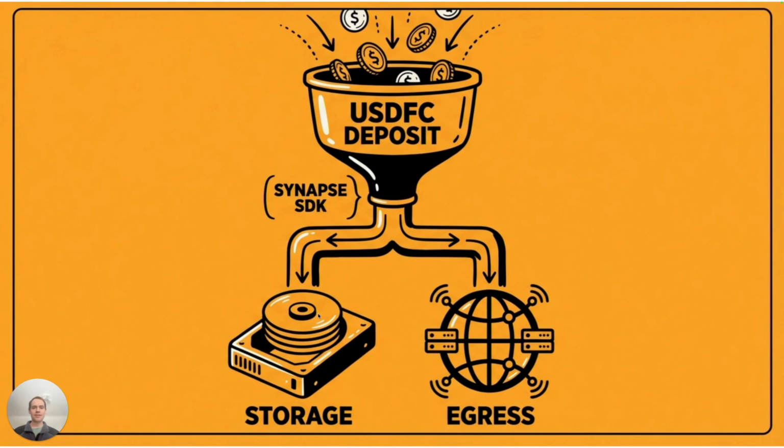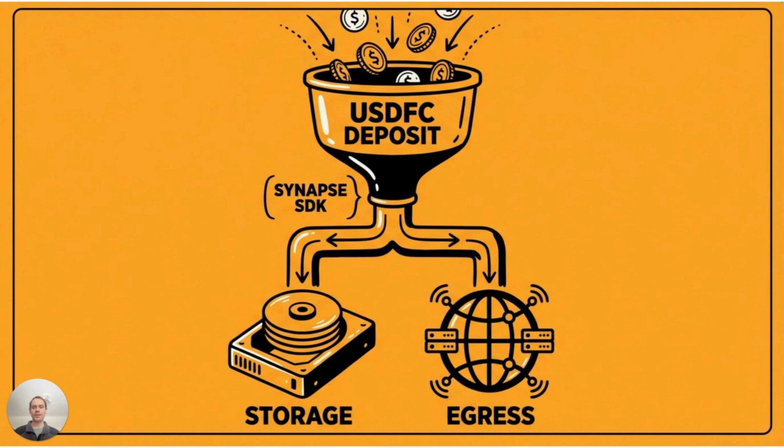Setting this up is actually seamless. Credits fold into the same deposit flow you already used for storage. When you call the deposit and approval function through the Synapse SDK, you're funding a single account that covers both storage fees and egress charges.